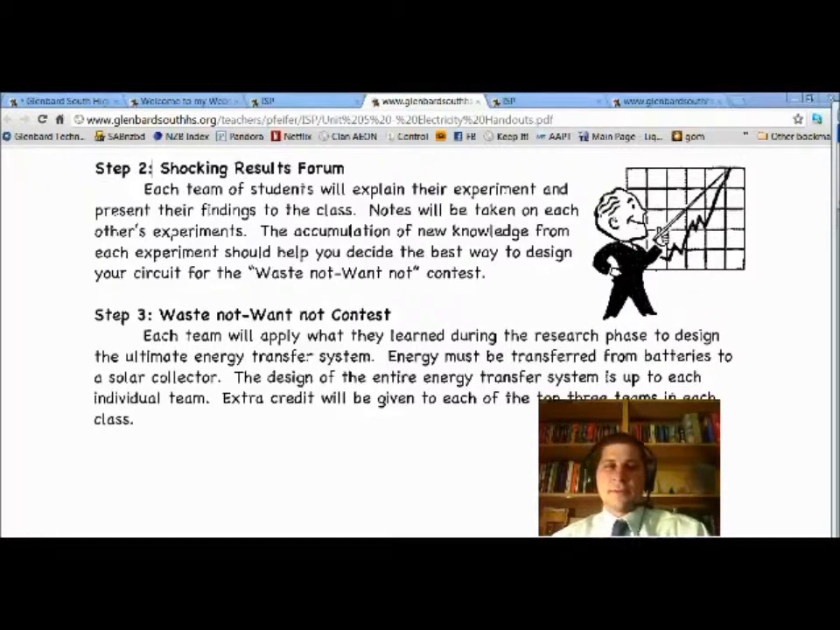Again, this is one of my favorite activities at Glenbard South, and I hope to see it spread throughout the science community.